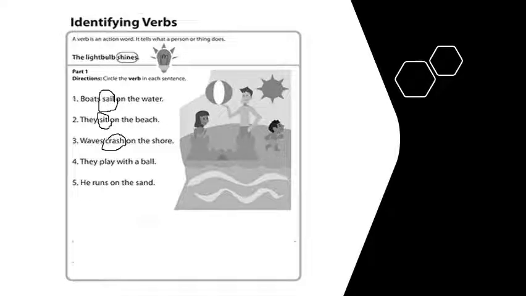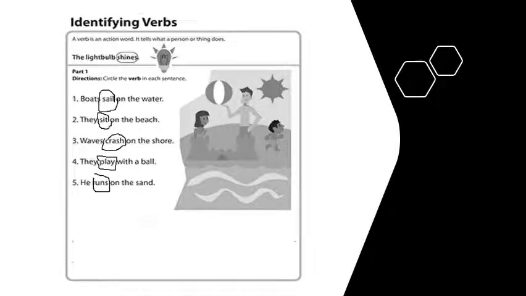I'll read it. They play with a ball. Yes, what is an action here? Good. Do it by yourself. Number five, he runs on the sand. What is an action here? He runs on the sand. Now, good. Now, see here. They play with a ball. What is an action here? Yes, play is an action. He runs on the sand. What is an action here? Yes, run is an action.